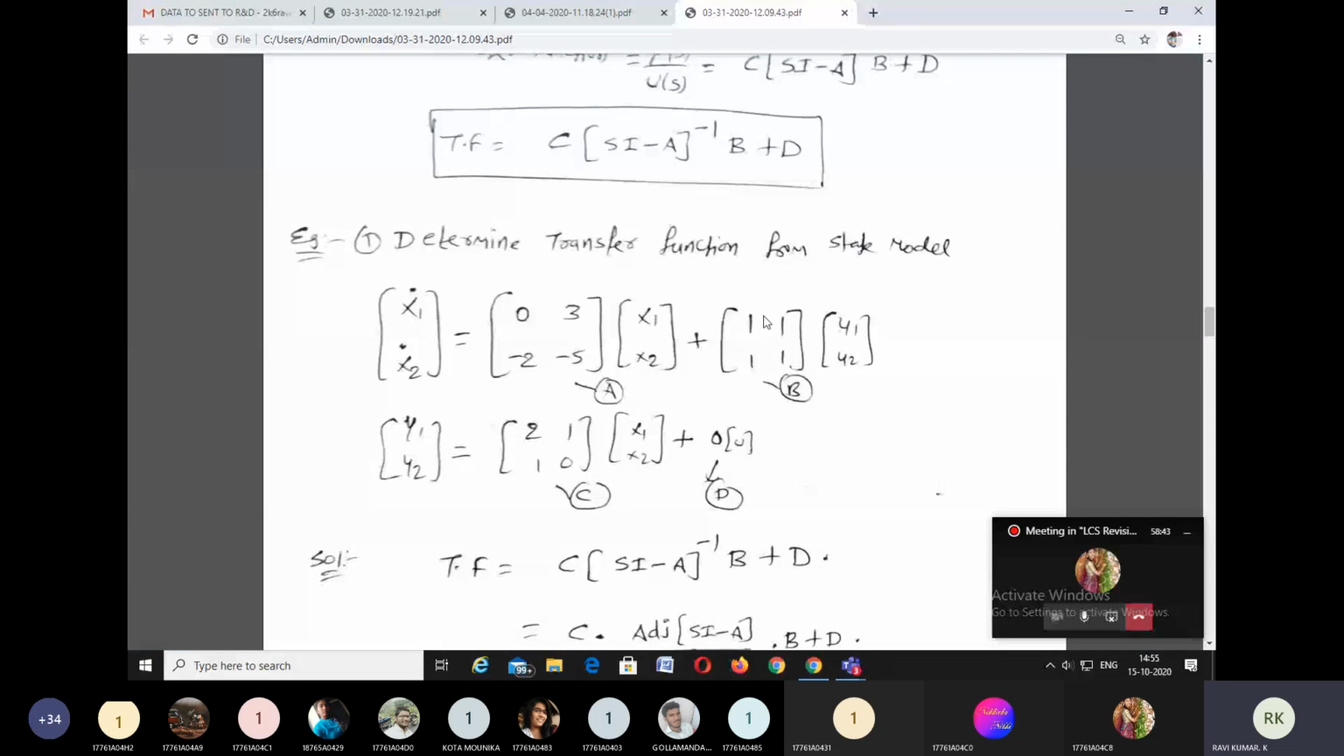So this is the A matrix, this is the B matrix, this is the C matrix, and this is the D matrix. They have given D as 0. They are not giving anything in between. They have given only this, and not this one, which means they are assuming D is equal to the 0 matrix, right?